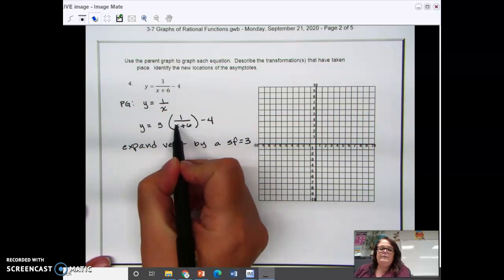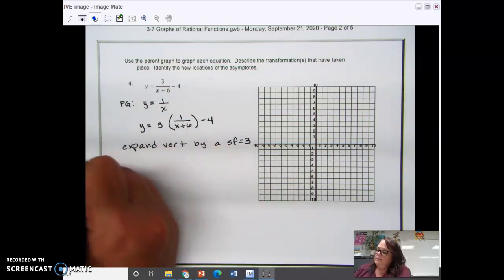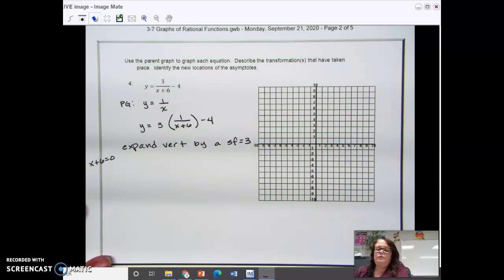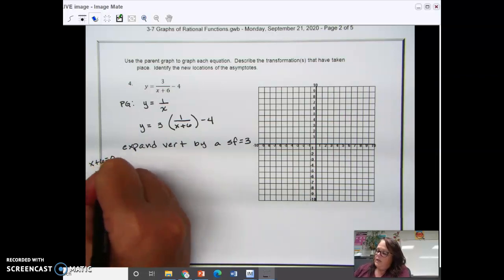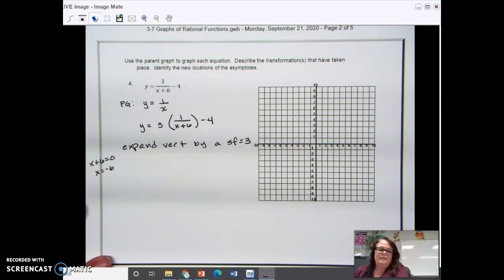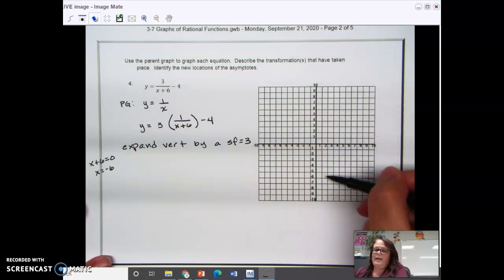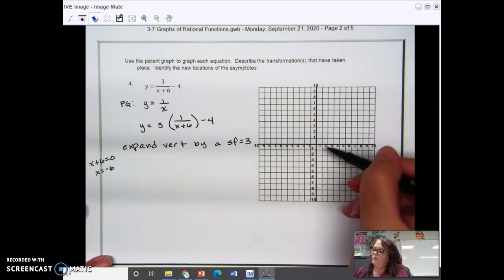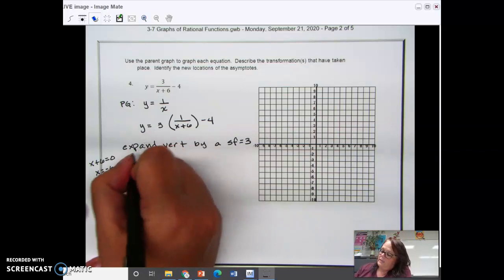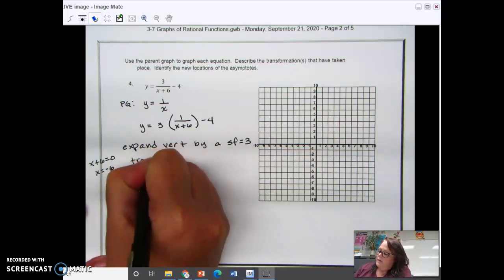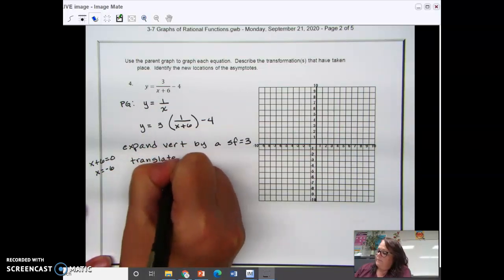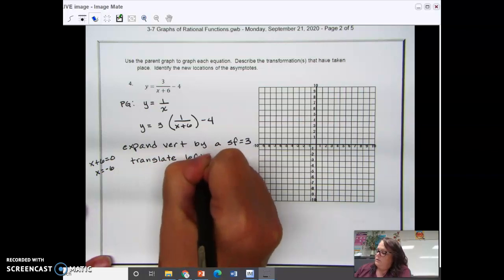And then do you see that being in the denominator is like being inside the parentheses? So we need to make sure that we figure out what value of x would make that 0. So essentially we're looking for that vertical asymptote. And so that's going to be when x is negative 6. So that's taking my asymptote from being x equal to 0 over to x is equal to negative 6. So that means we're going to translate to the left 6 units.